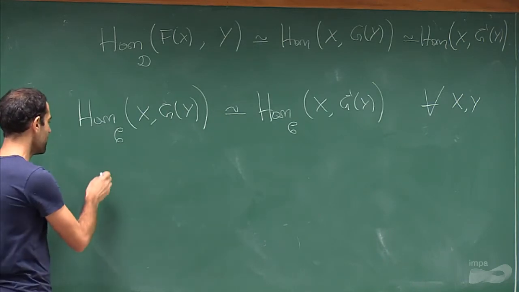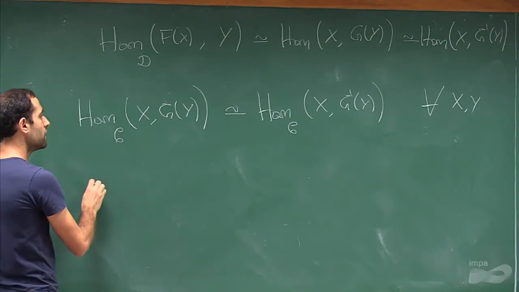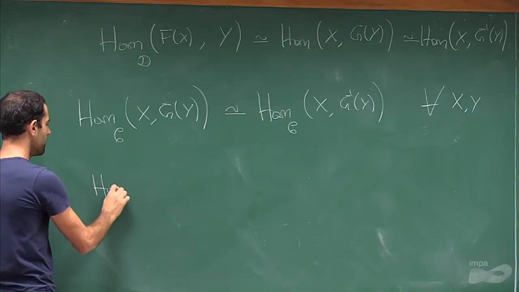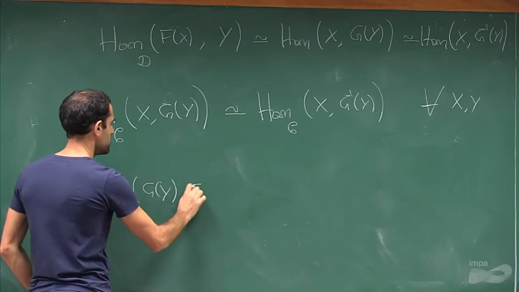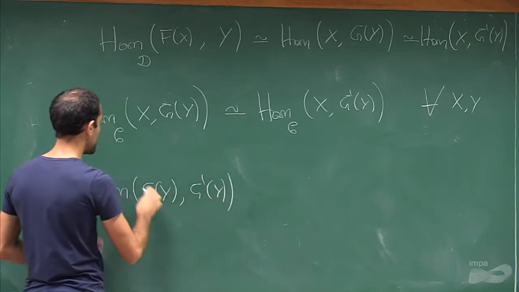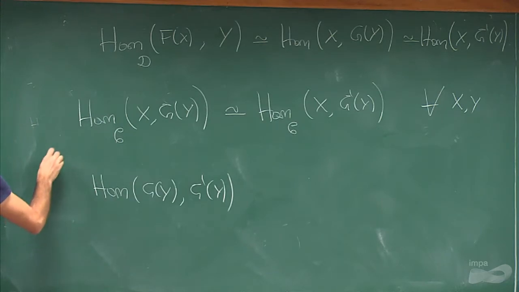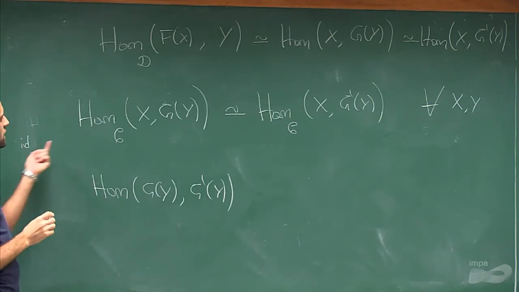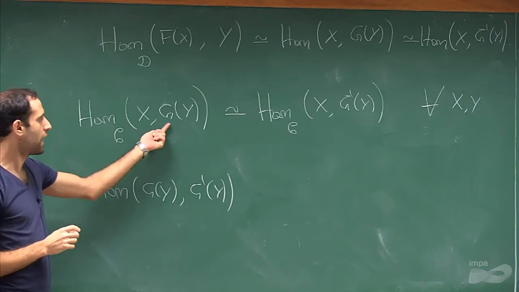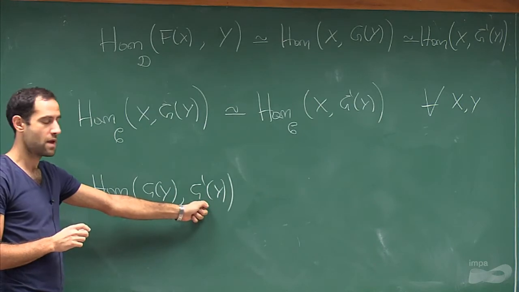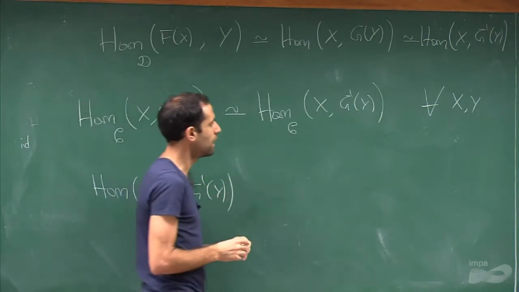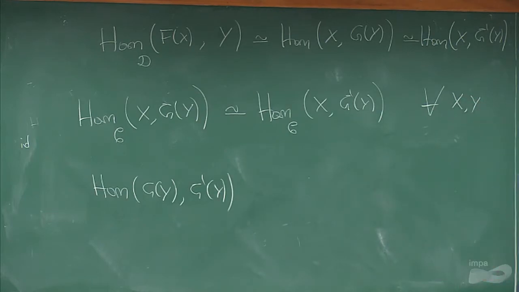If I take x to be G(y), then this is going to give me a morphism from G(y) into G'(y), which is the image of the identity morphism here. So the identity morphism on G(y), under this isomorphism, gives me a map from G(y) to G'(y). So that gives me a map. So why is this an isomorphism?